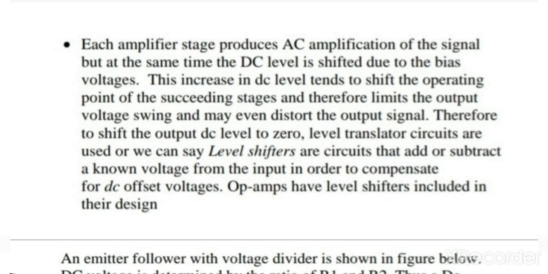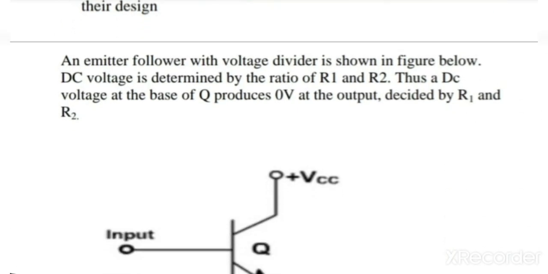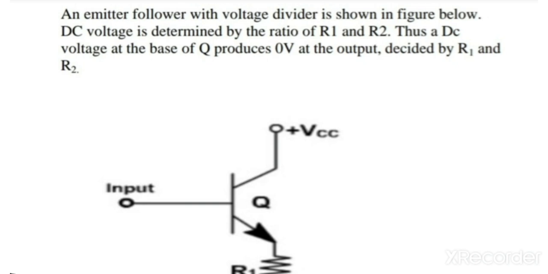Level translator circuits are also called level shifters. So, level shifters are the circuits that shift the input voltage in order to compensate for DC offset voltages. Operational amplifiers have level shifters included in their design. There are a variety of level translator circuits. An emitter follower with a voltage divider is the simplest among them.